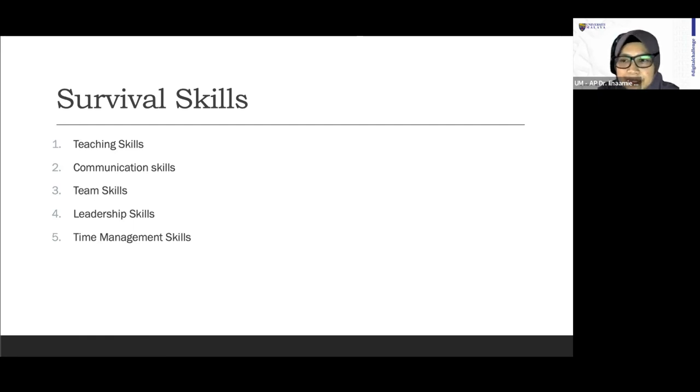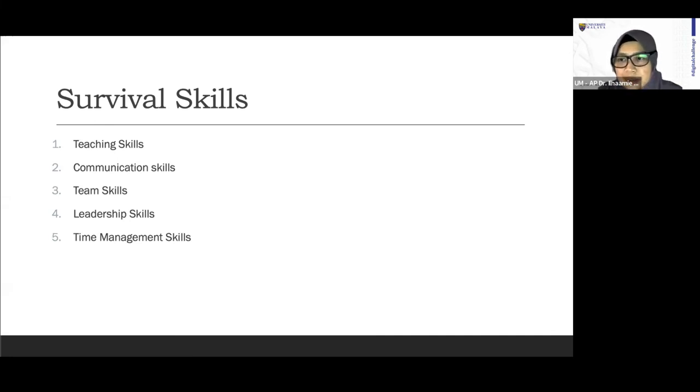But communication is important in being an academic, because we need to communicate with our students, with our colleagues, with our co-researchers, with our bosses, and also with our collaborators, right? So communication is very important. On top of it, we need to be a team, so we need to have team skills.